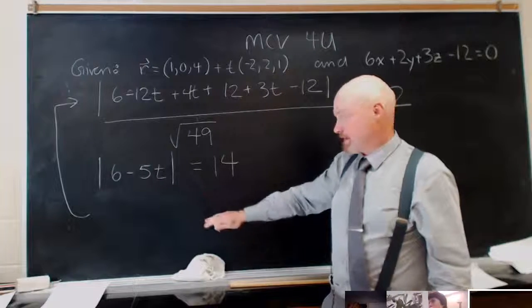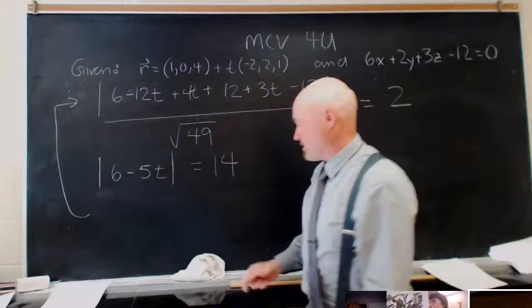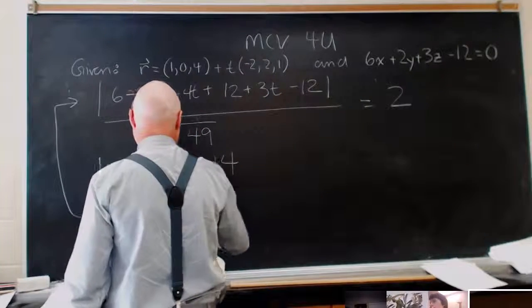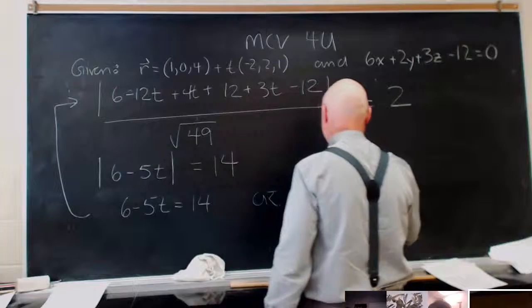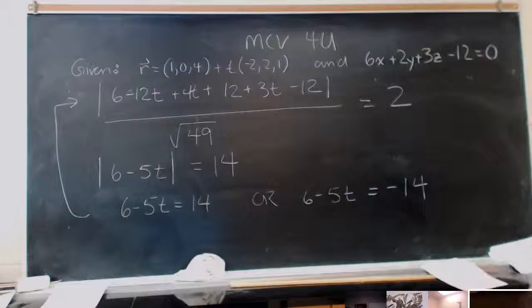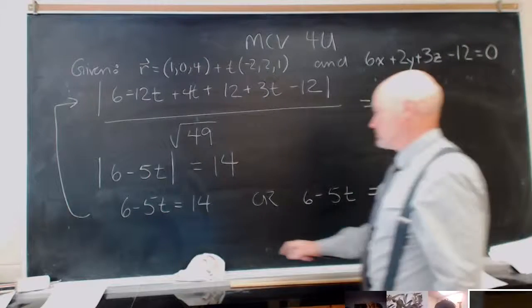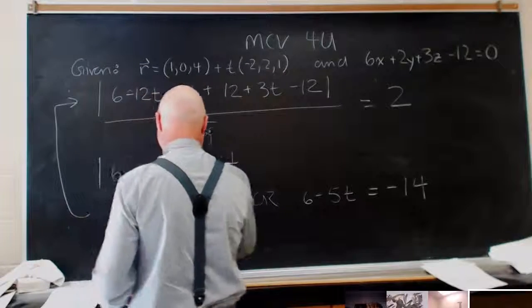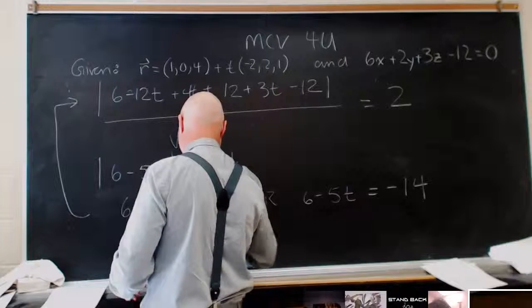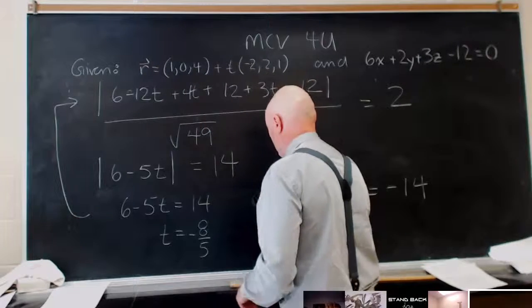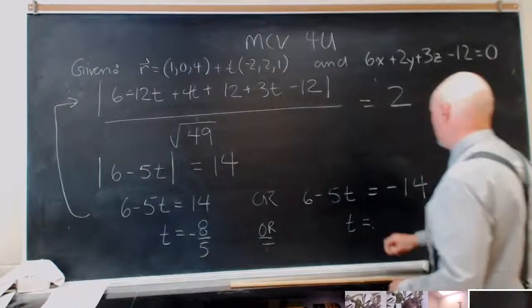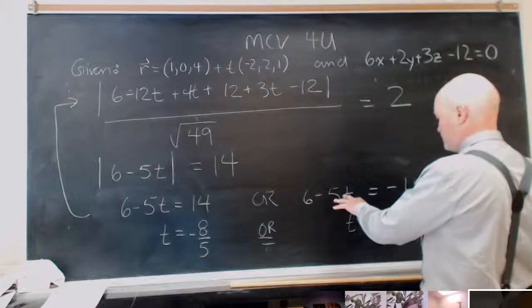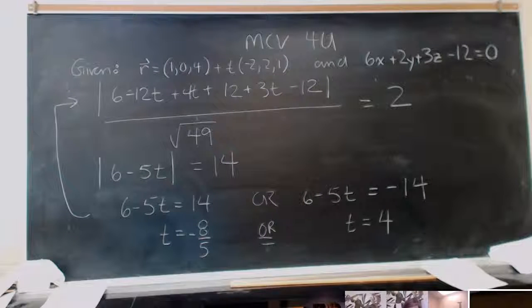So we have to take into account the fact that this could be negative or positive. That's right. So 6 minus 5t could be equal to 14, or 6 minus 5t could be equal to negative 14. Now we just have to solve for t. Just like we'd expect, we're getting two values for t. t is equal to, what is this? Or t is equal to, oh, and this comes out to a lovely 4. One of them is not even a fraction. That's pretty nice.